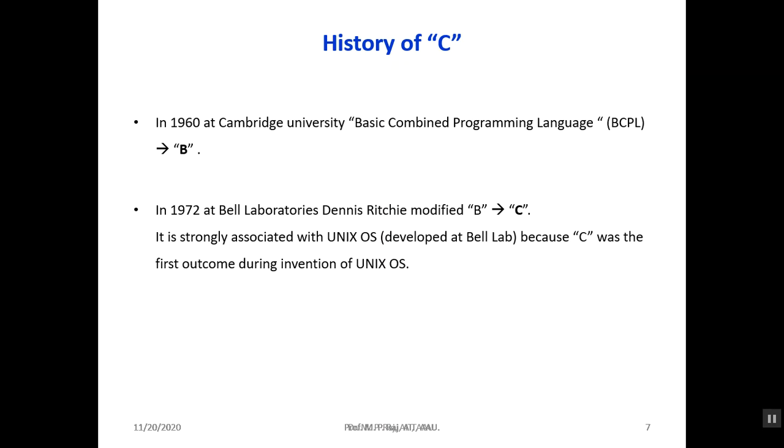There are other languages also which have a role in it, but the maximum code which lies at the base of the operating system is written in C language.